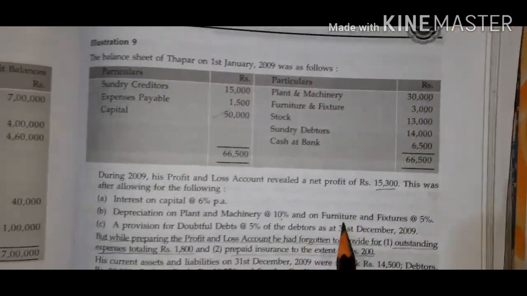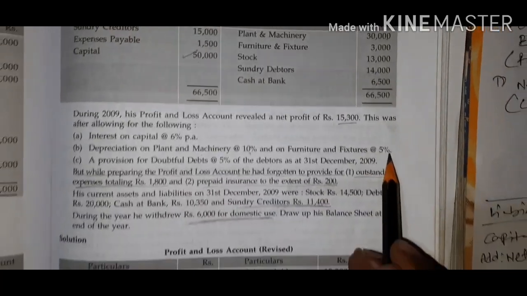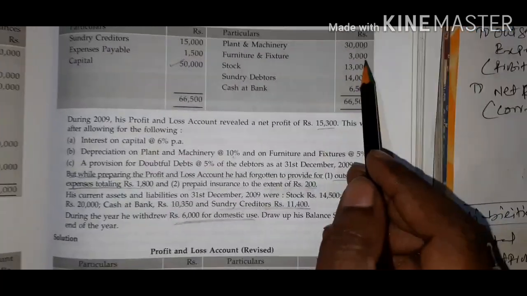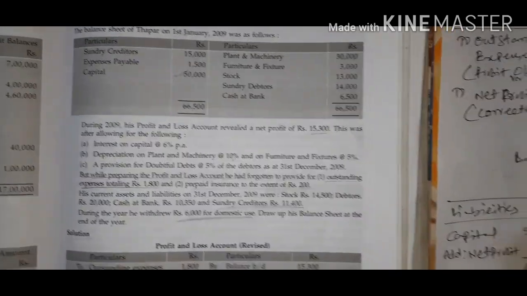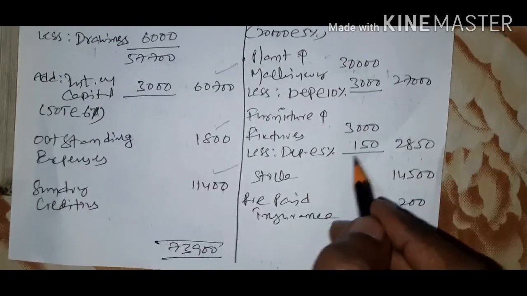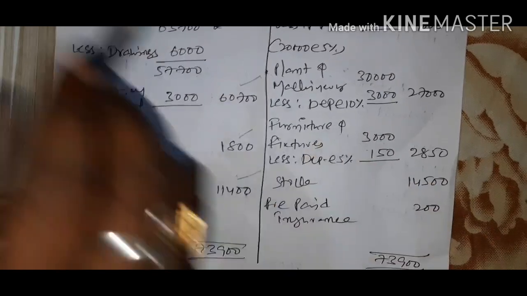Then we are told that furniture and fixtures are subject to depreciation at the rate of 5%, and the same will be reduced from the furniture and fixtures value, friends. 3,000 at the rate of 5% is rupees 150. Furniture opening balance 3,000 less depreciation at the rate of 5%, 150. Then the net figure is 2,850.